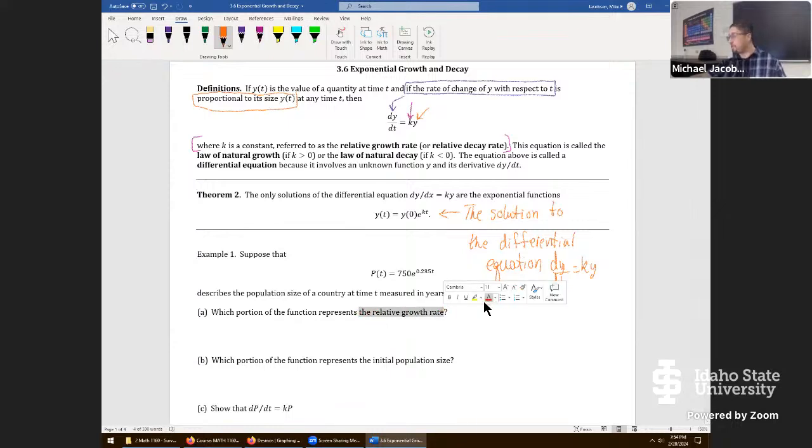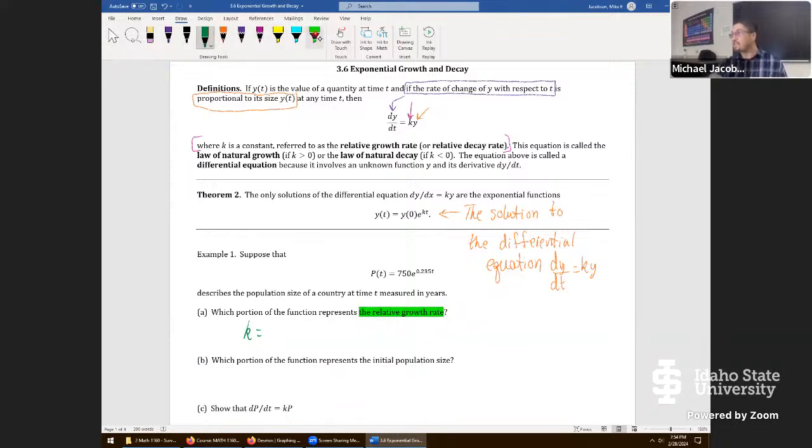Probably a good time to start color coding these things. Let's use maybe green for relative growth rate. Any volunteers to say which portion is that value there? The 750e? Not quite. It would be something other than that. Yeah, would it be the 0.235? Yeah, exactly.